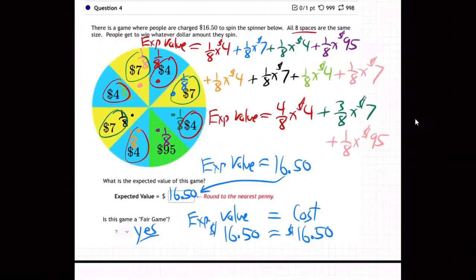This is what the casino does not do. They always make the cost higher. That way they know they're going to win money in the long run on average. Does this make sense? So when the expected value equals the cost, they're charging exactly what you're going to win on average to play the game. So that makes the game totally fair. Now, if yours is not equal, then it's not a fair game if those are not equal. There we go.